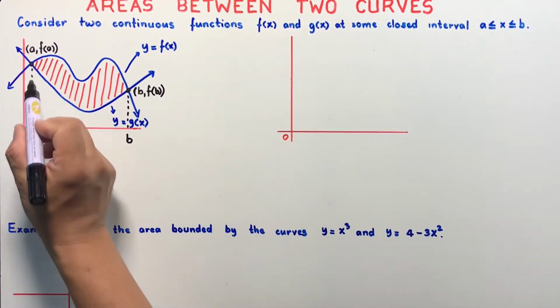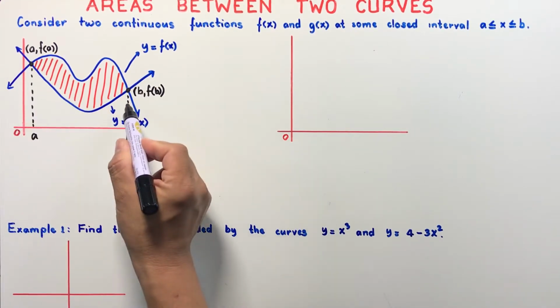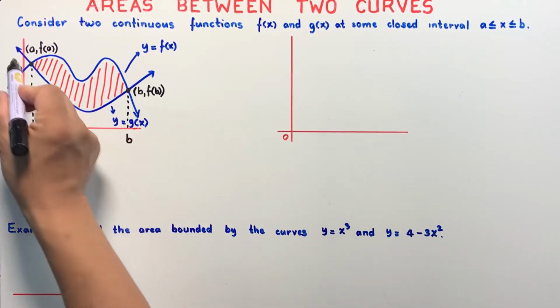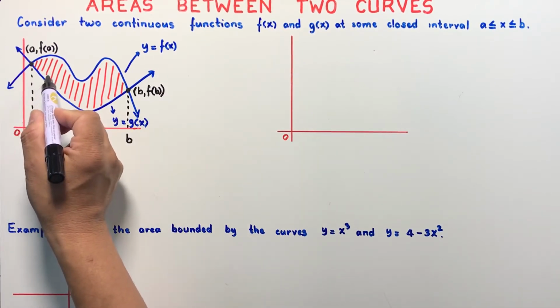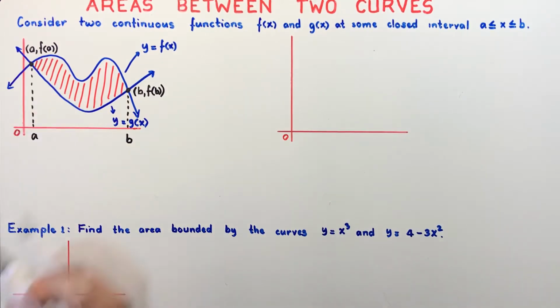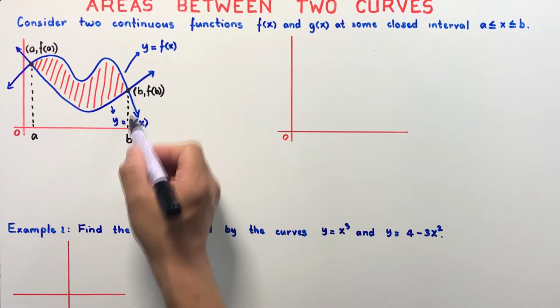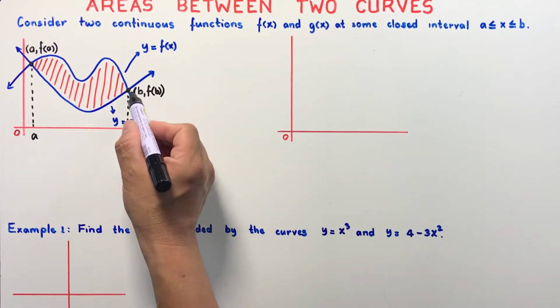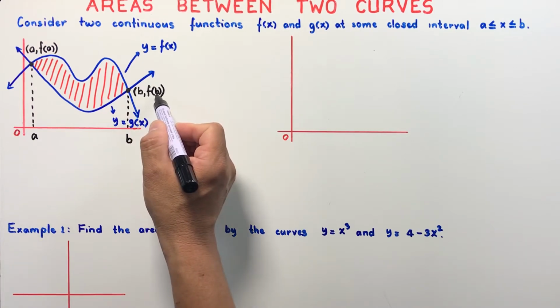However, we can also find this point by substituting a to our g function, this graph here. So this is a, g of a. It will give you the same value as the f of a. And this other point can be found by substituting b to our g function. So this point has coordinates of b, g of b.